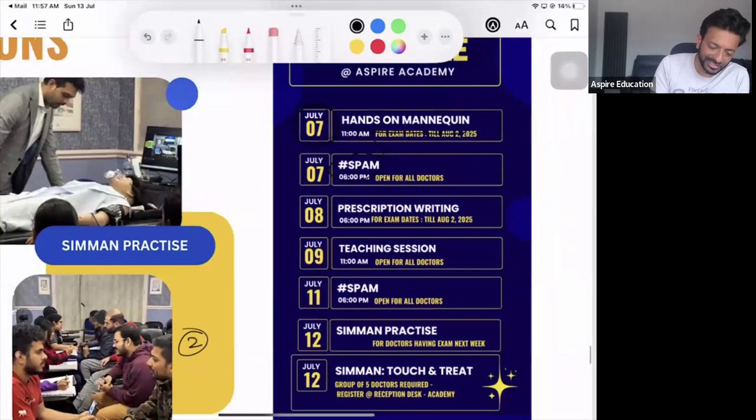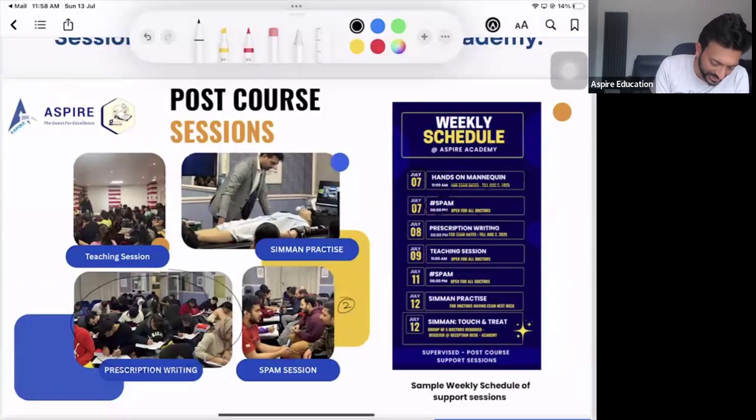Okay, let me explain this. This is the last thing left, and then I'm going to share that coupon as well. So hands-on mannequin, spam, prescription writing. Every week we have the prescription session happening. For example, it starts at 6 p.m. We make people sit in a room, and we give every single candidate a BNF. Then we give them a scenario, put the timer for 8 minutes, and they do it. Then we take their sheet, correct them and give them feedback. Then another session. So every week this happens and we give them at least 2 prescriptions.